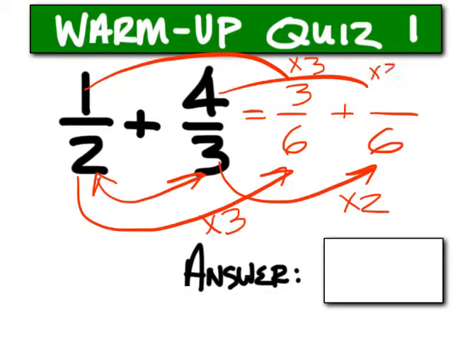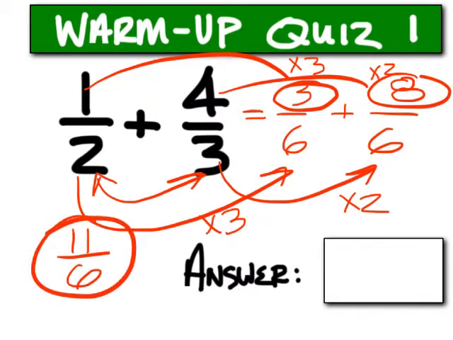So 4 times 2 is 8. 3 plus 8 is 11. 11 over 6 cannot be reduced, therefore it is 11 over 6.